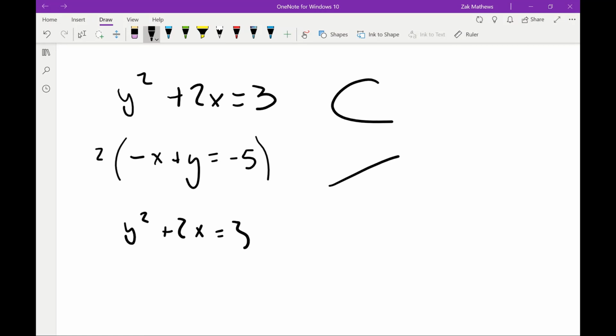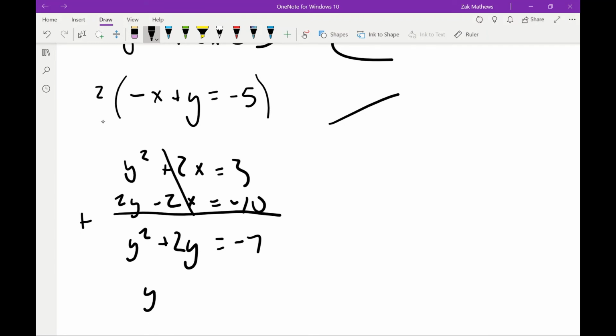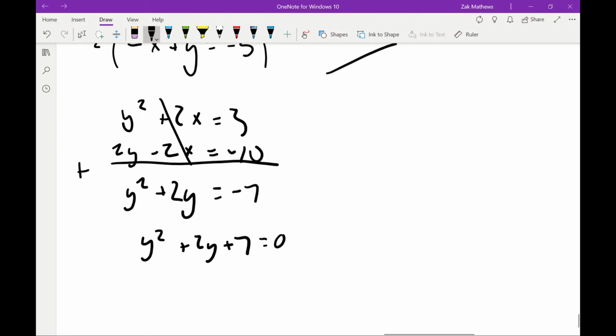So we'd have the y squared plus 2x equals 3, that stays the same. Then I'd have a 2y minus 2x equals a negative 10. I just reordered those so the x's are sitting on top of one another. And now I can just add those two equations to each other to get the x's to cancel. So we'd have y squared plus 2y. Those are not like terms, so I can't combine those in any way. The two x's do cancel. 3 minus 10 is a negative 7. So we have the equation y squared plus 2y plus 7 equals 0 once we set it equal to 0.